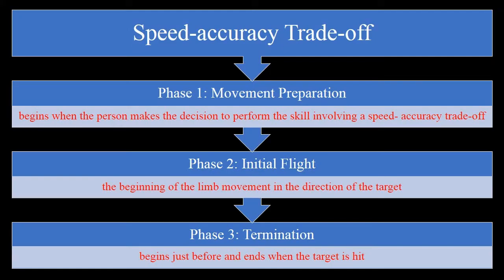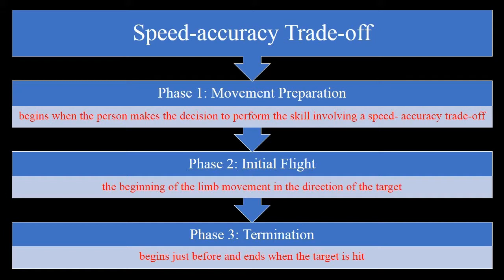When we consider the involvement of our sensory perceptual systems in the performance of a speed accuracy skill, vision plays an important role in enabling successful performance. There are 3 phases involved in the role of visual information in the speed accuracy trade-off: Phase 1, movement preparation; Phase 2, initial flight phase; and Phase 3, termination phase.